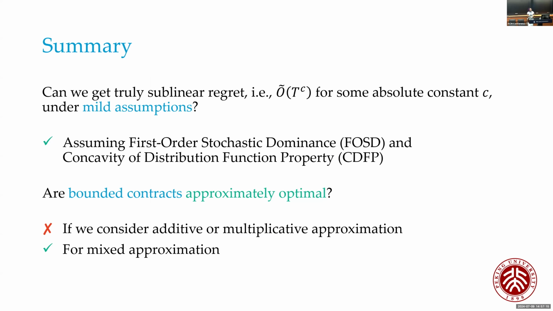So in summary, we are interested in two questions with respect to the learning problem of optimal contracts. First, we want to find some mild assumptions under which we can get algorithms with polynomial query complexity of finding an optimal contract. Here we got a positive answer under the assumption of first order stochastic dominance and concavity of the distribution function property. And second, we are interested in the approximate optimality of bounding contracts. We show that they are not approximately optimal with simply additive or multiplicative approximation, but they can indeed be approximately optimal for mixed approximation.